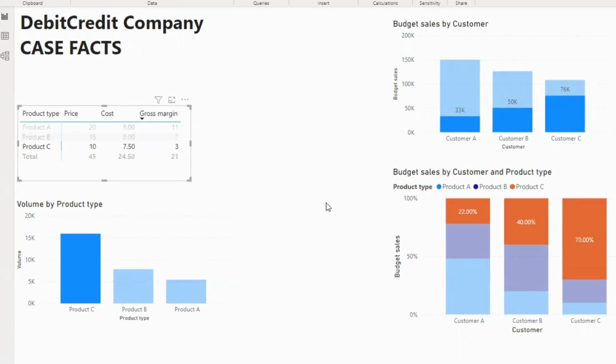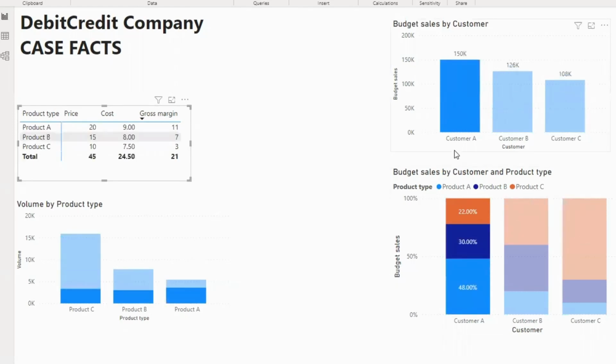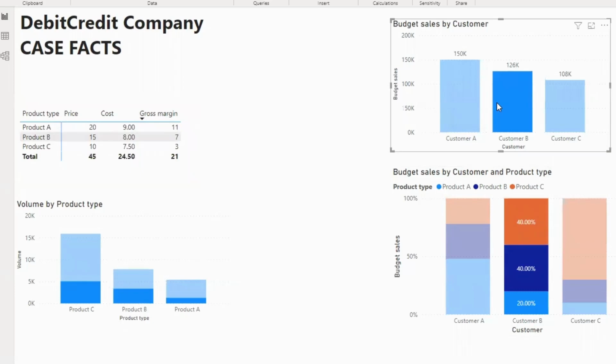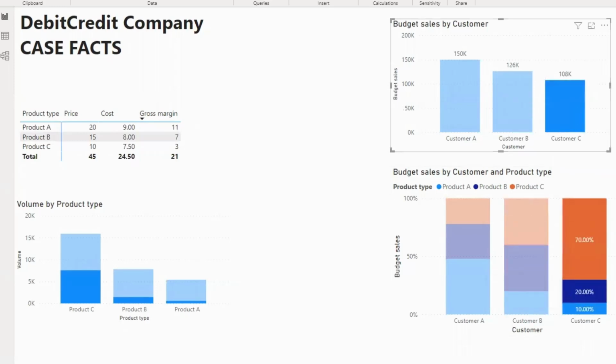Your company sells these products to 3 of your major customers. Customer A is your top customer, buying mostly product A. Customer B buys mostly products B and C, while customer C purchases mostly product A. So that covers the case facts.